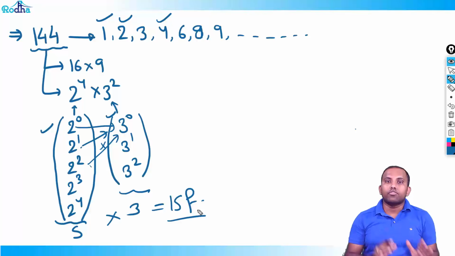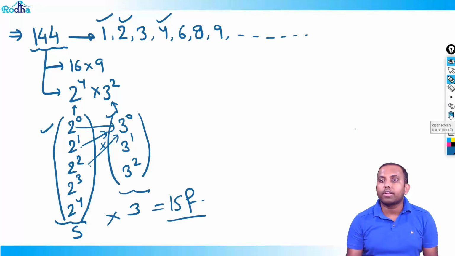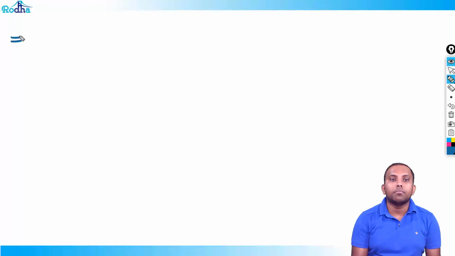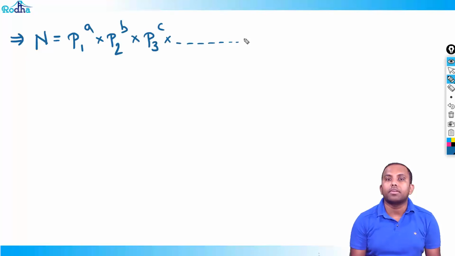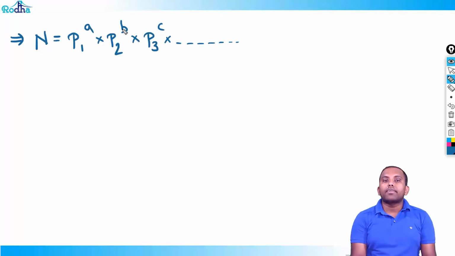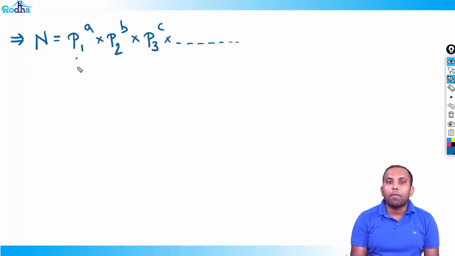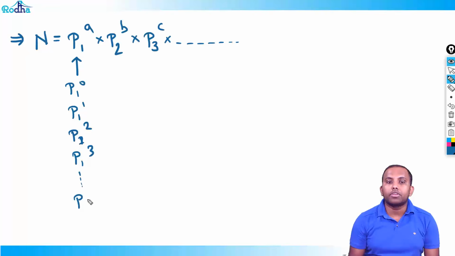Now we can generalize a formula for the number of factors. Let's say a number n, written in terms of prime bases. Let P1 be a prime number. So n is P1 raised to A into P2 raised to B into P3 raised to C and so on. It doesn't matter how many prime bases there are. How many factors will it have? Power is A. So the factors are P1 raised to 0, P1 raised to 1, P1 square, P1 cube, up to P1 raised to A.